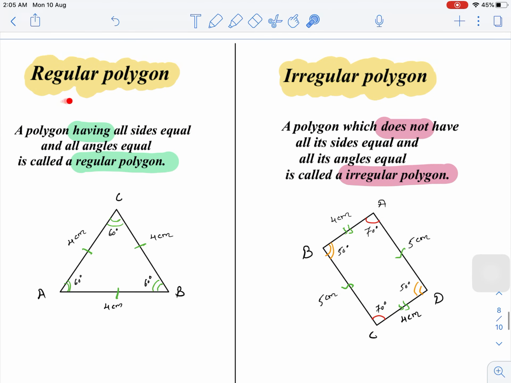Then finally we learned about regular and irregular polygons. A regular polygon has all angles equal and all sides equal. Irregular means it has different angles and different sides.